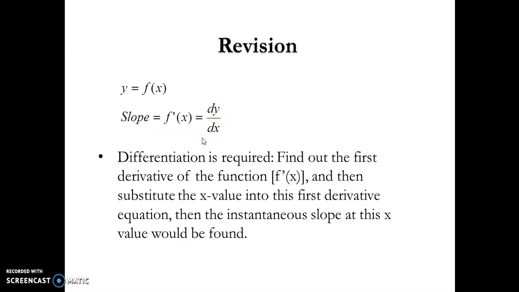To find the first derivative of a function, f dash of x, you first follow the process of differentiation to get the first derivative of the function, and then substitute the x value into this first derivative equation, and then the instantaneous slope at that particular x value would be found. So we'll do a few examples.